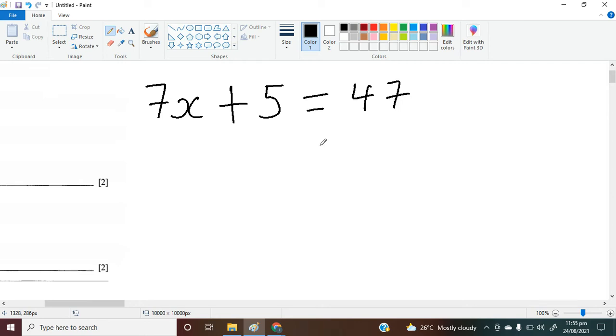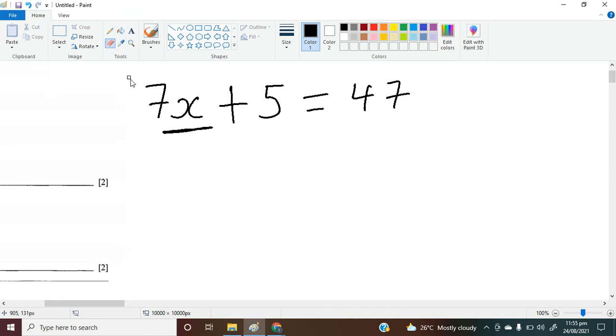So here's a systematic way that we're going to do it. We're going to do it by using rules of algebra. So what's the goal when using the rules of algebra? We want this x to be all by itself. We want this x to be isolated. We don't want anything else on the same side as x.